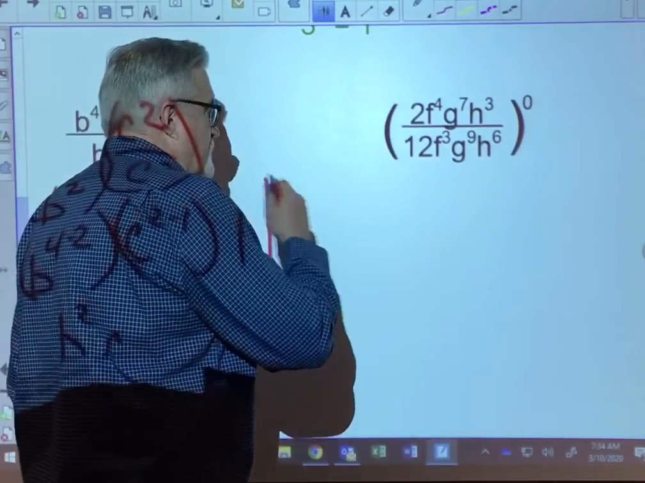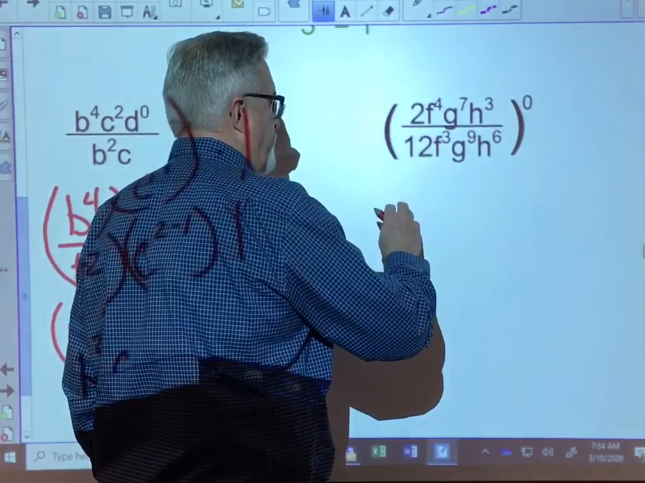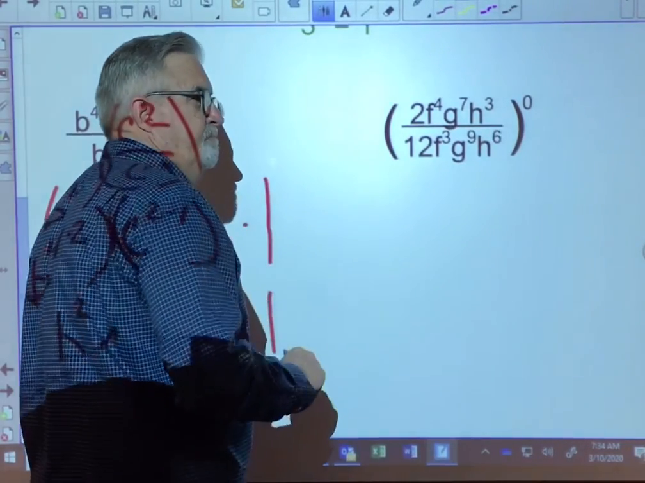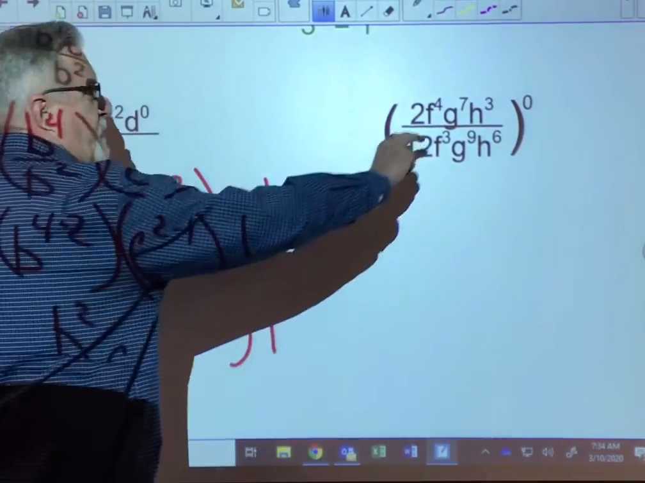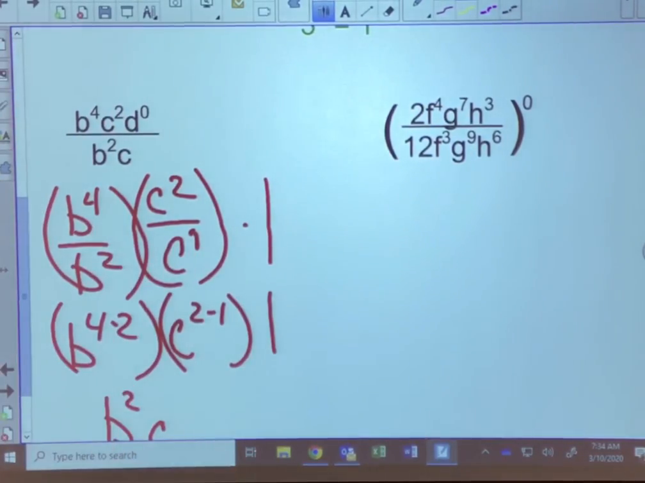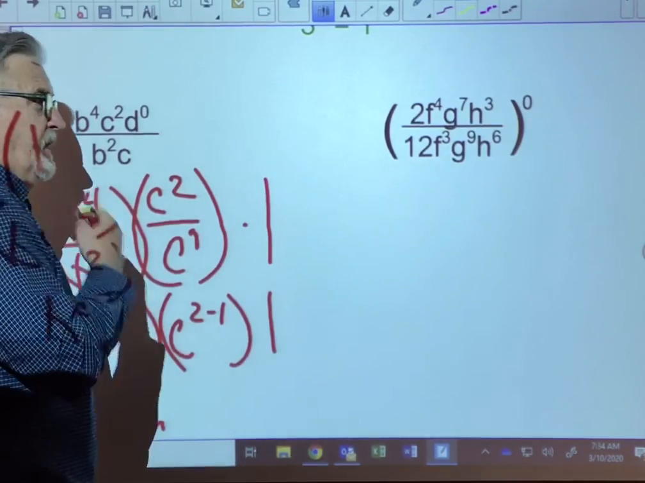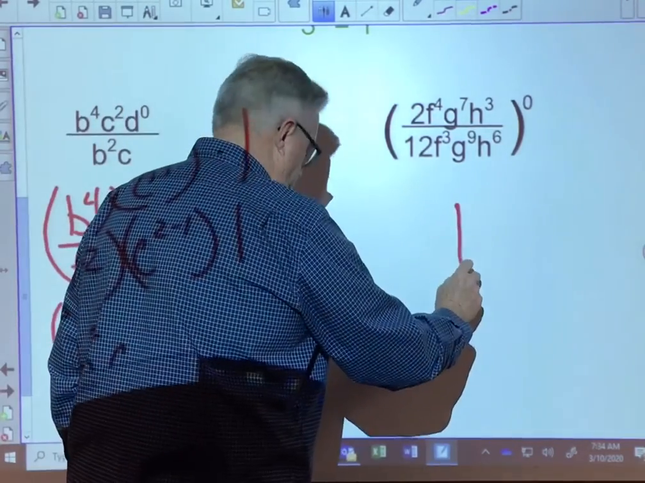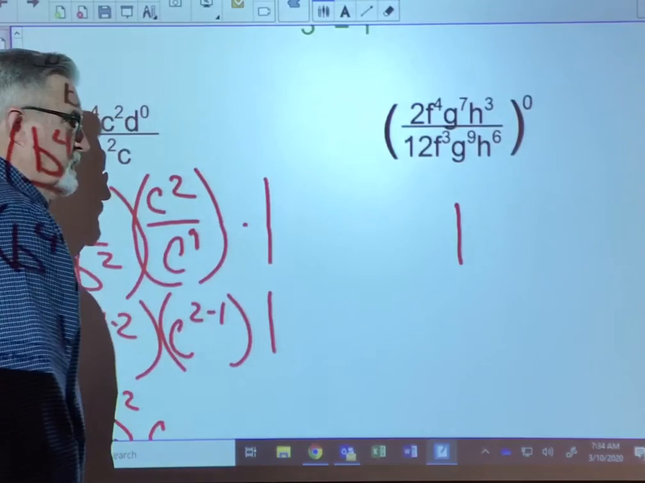So we can start grouping, but before we start grouping, let's stop. Whatever the quotient is in here, it does not matter what that answer is, that's going to be my base, and that base is going to be raised to the 0 power. And what is any non-zero number raised to the 0 power? 1. So our solution there is just 1.